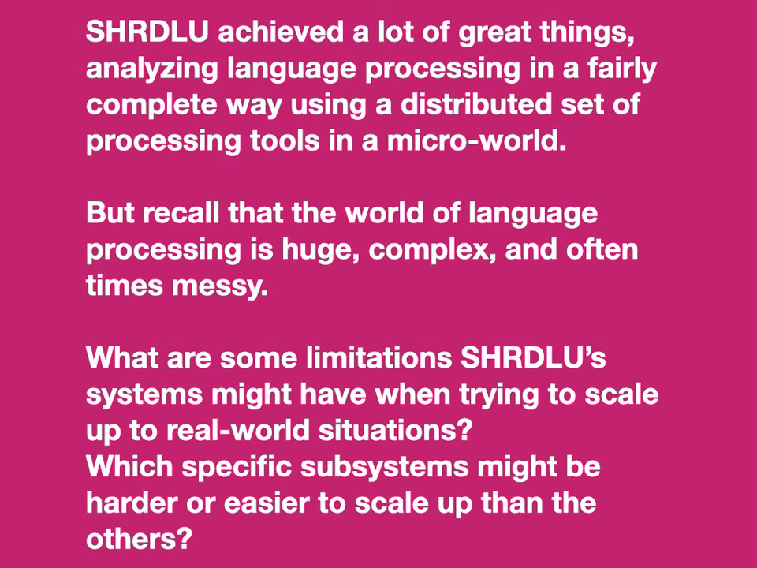SHRDLU achieved a lot of great things, analyzing language processing in a fairly complete way using a distributed set of processing tools in a microworld. But recall that the world of language processing is huge, complex, and oftentimes messy. What are some limitations SHRDLU systems might have when trying to scale up to real-world situations? Which specific subsystems might be harder or easier to scale up than the others?